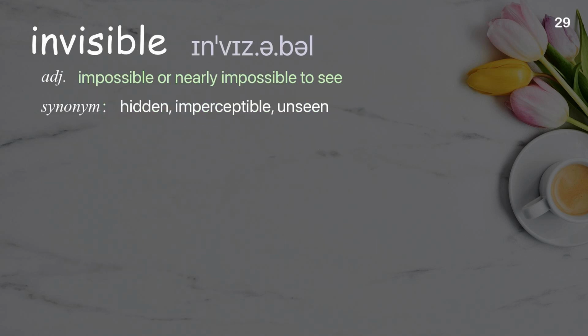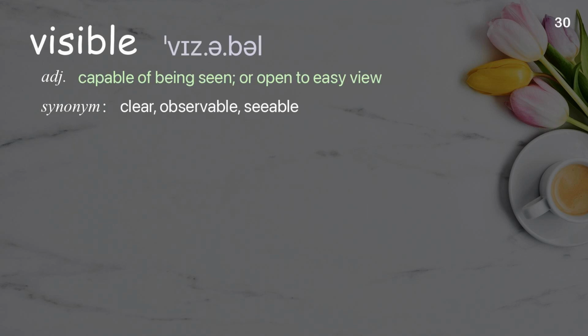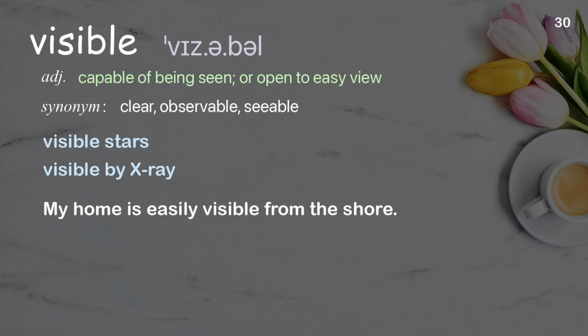Invisible. Impossible or nearly impossible to see. Examples: an invisible asset, invisible stars. The phenomenon is invisible at optical wavelengths. Visible. Capable of being seen or open to easy view. Examples: visible stars, visible by X-ray. My home is easily visible from the shore.